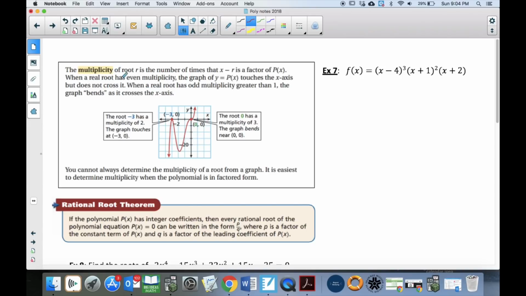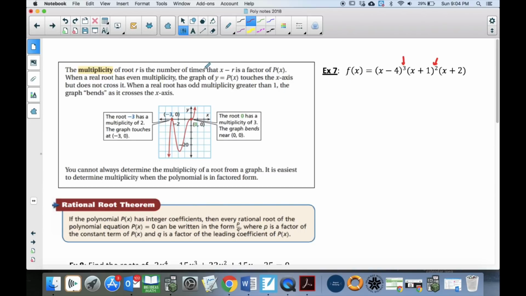This is called multiplicity. Anytime you have a power on your factors, that is called multiplicity. So this 3 has a multiplicity of 3, and this has a multiplicity of 2. That tells us the behavior at that place.